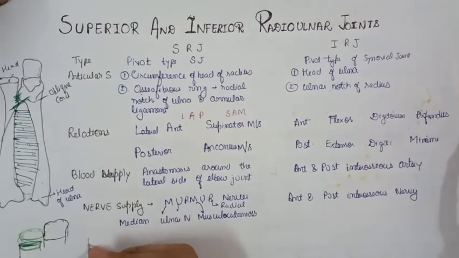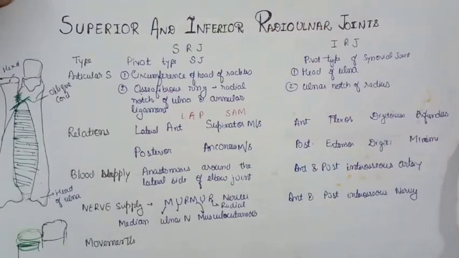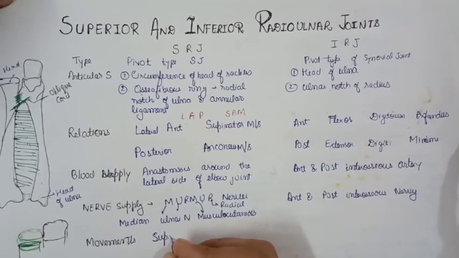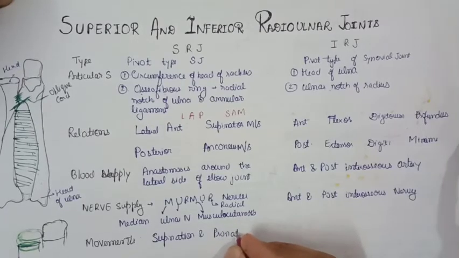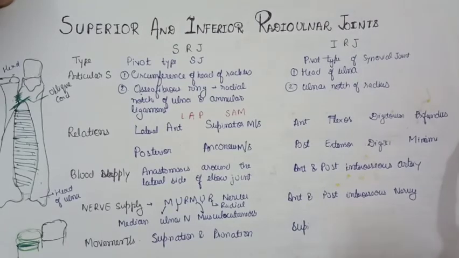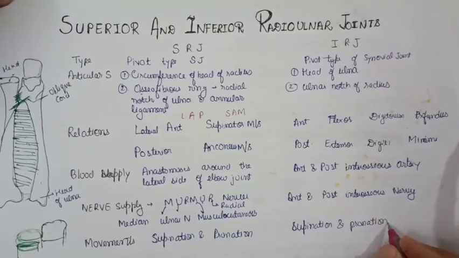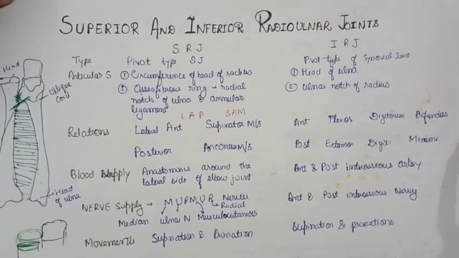One more last point remaining is the movements. What are the movements allowed around this joint? Only two movements are allowed along this pivot joint, that is supination and pronation. So on both the inferior and superior radioulnar joints, only two movements are allowed: supination and pronation. So like this, we completed all the topics except the ligaments, which we will study in the next video.